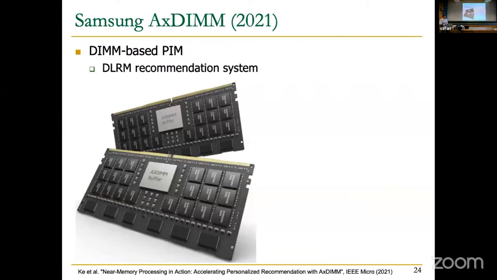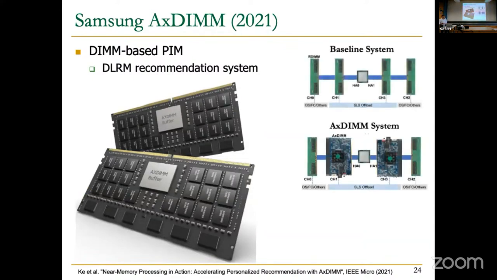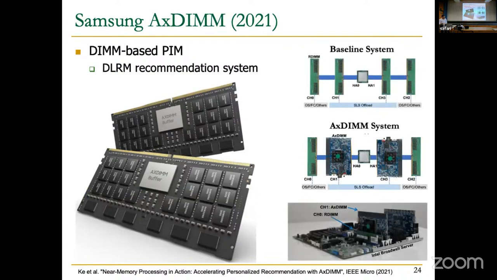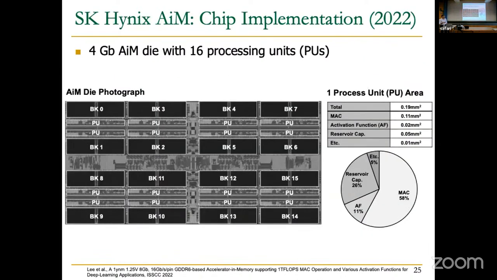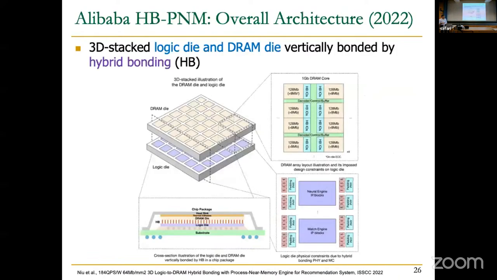And this is another solution from Samsung called AxDIMM. Here it is for recommendation systems, another machine learning application. Again, you can see the chip, and inside the chip, inside this buffer die here, we have an engine that does some accumulation-based operations in the memory device itself. This is another solution from SK Hynix. SK Hynix is pushing this particular architecture a lot, again for neural networks. And this is from Alibaba for their servers. They are also looking at processing-near-memory solutions.